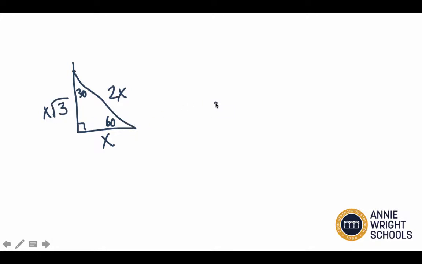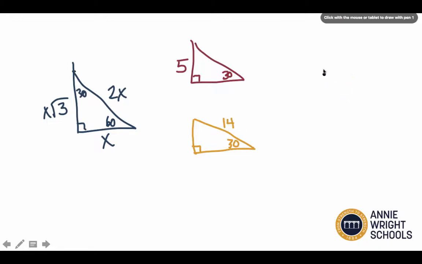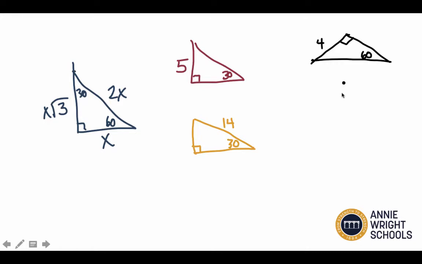And now I should be able to give you one of 3 different pictures. I could give you this picture where I tell you this is 30 and I tell you this is 5. I could give you a little bit more difficult of a picture where I tell you this is 30, this is 90, and this is 14. Or I can give you the hardest picture where I flip it around, so it's hard to see that way. And I say that this angle here is 60, and I say the side opposite this is 4.